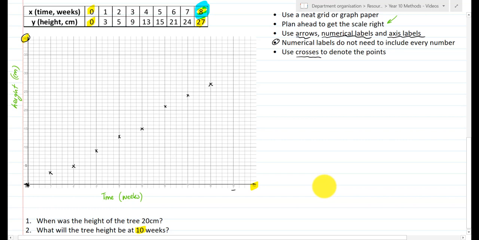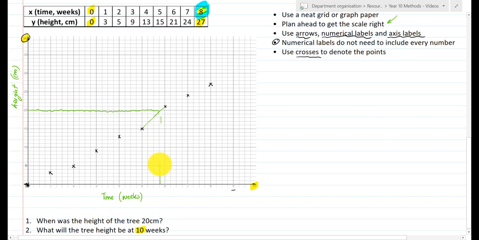Now this is raw data, so you might be able to say, well, when was it 20 centimeters, and map along this line here, which is a 20 centimeter line, and just find where it matches here, and I'd say, well, on that line segment, it's 20 centimeters after about 5.75, 5.8 weeks.